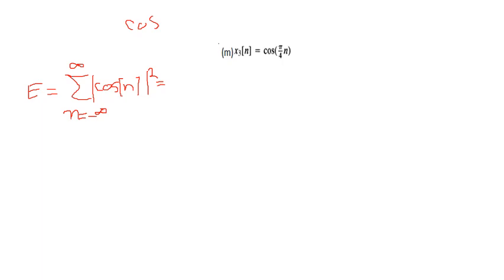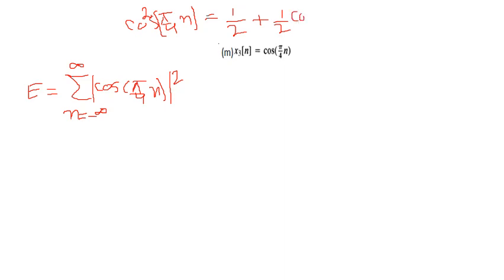I think I made just a bit of a mistake here, it's actually cos of pi by 4 n, and now it is squared. So cos square of pi by 4 n equals 1 by 2 plus 1 by 2 cos of, we have just done this, cos square alpha equals 1 by 2 plus 1 by 2 cos 2 alpha.